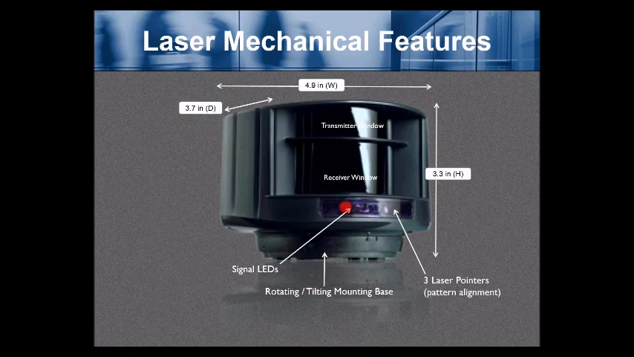on when detection occurs. Over here, the 3 laser pointers, not really discussed in this, but there are 3 laser pointers that emit a horizontal laser spot, a vertical laser spot, and an angular, about a 45-degree angle laser spot, to use that to align the sensor where you want to position the laser curtains. And then down here is the rotating and tilting mounting base.